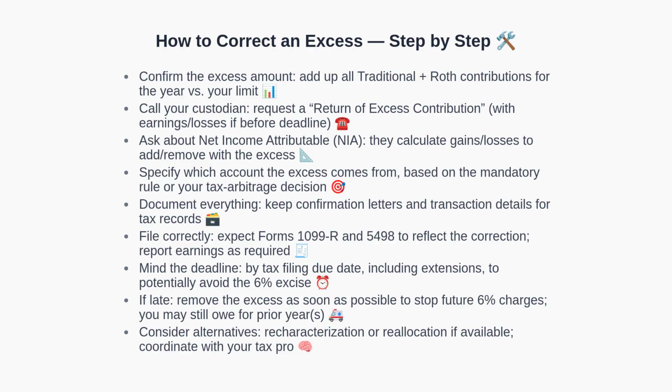Keep thorough documentation. Expect Forms 1099-R and 5498 to reflect the correction, and report any required earnings on your tax return. Observe the tax filing deadline, including extensions, to avoid the excise tax. If you are late, remove the excess immediately to stop the 6% from applying in future years, though you may still owe it for prior years. Finally, evaluate alternatives, such as recharacterization, and coordinate with a tax professional to ensure compliance.